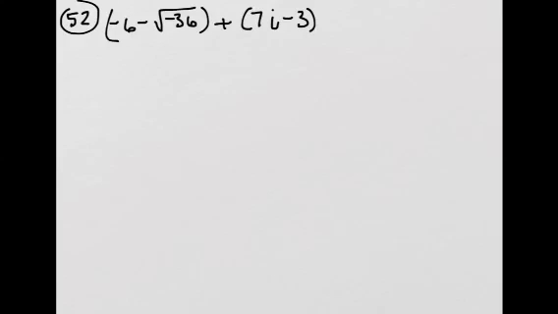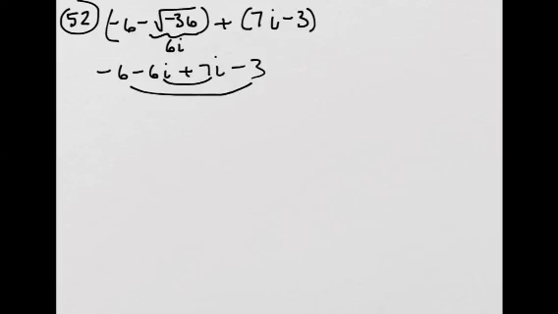Okay, so for 52 we have to simplify and write the answer in standard form. So first off, this one right here would be 6i, because the square root of negative 1 is i, and the square root of 36 is 6. So this would be 6i right here. So it becomes negative 6 minus 6i plus 7i minus 3. So the real part would be these two, and the imaginary part would be these two. So negative 6 minus 3 is negative 9, and negative 6i plus 7i is positive i.